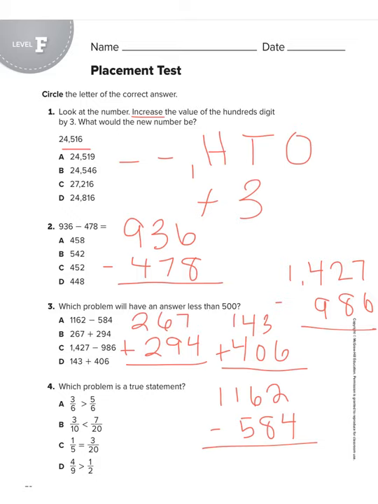Number 2 is a subtraction problem. You're going to take 936 minus 478. Now, if you recall from subtraction, you may have to do some borrowing. So I aligned my problem right here. I cannot take 6 minus 8, so I would have to borrow from the tens column. I can't do 3 minus 7, so then I'm going to look over here to my 9 and borrow from my 9 first.